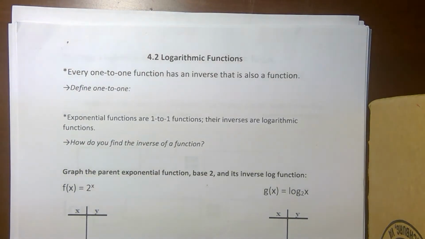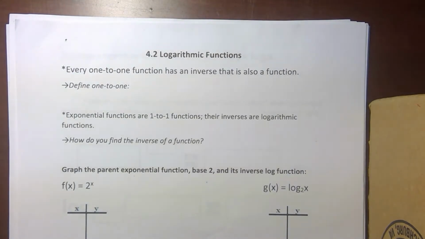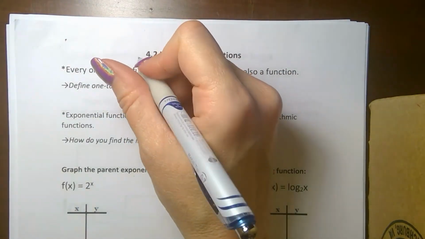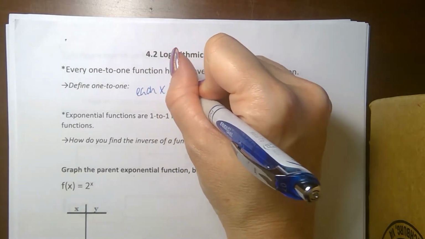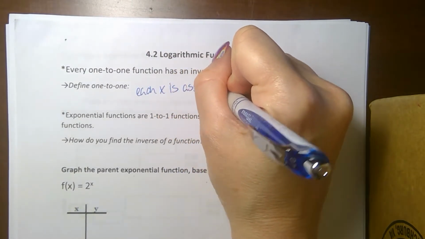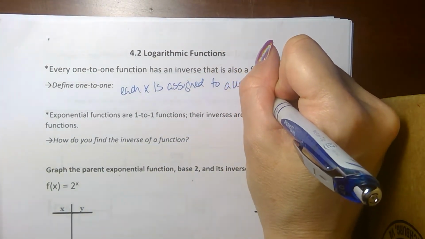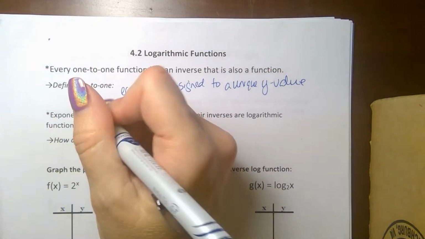Let's tackle 4-2 logarithmic functions. Every one-to-one function has an inverse that is also a function. We talked about inverses back when we were doing polynomial functions. A one-to-one function is one in which each x value is assigned to a unique y value.